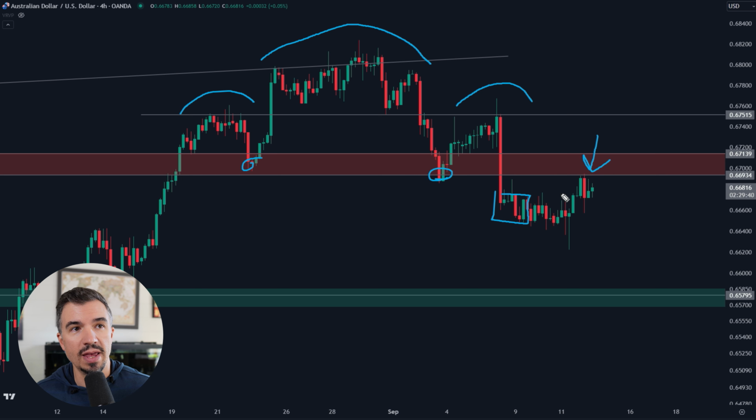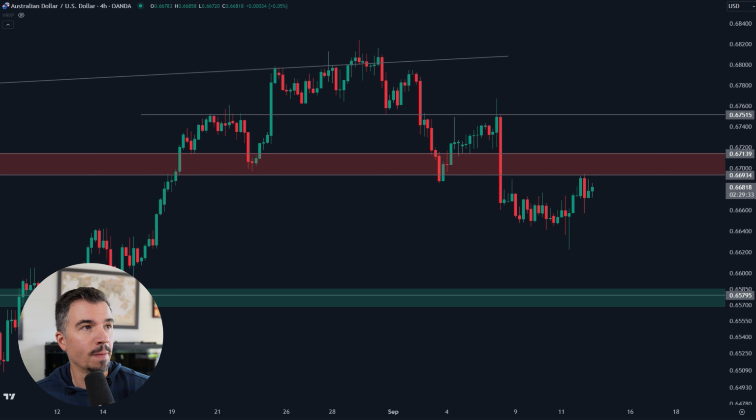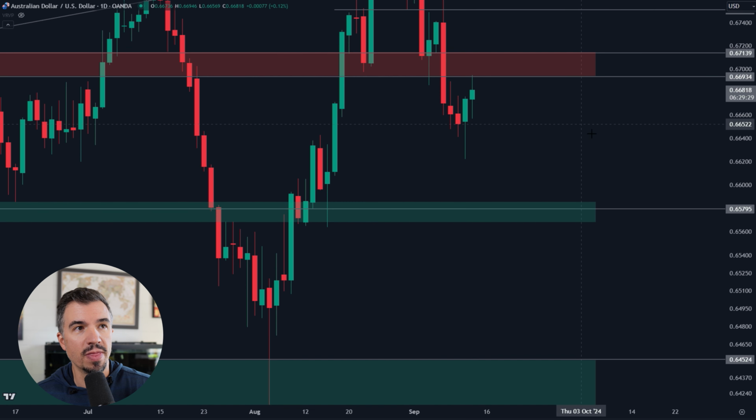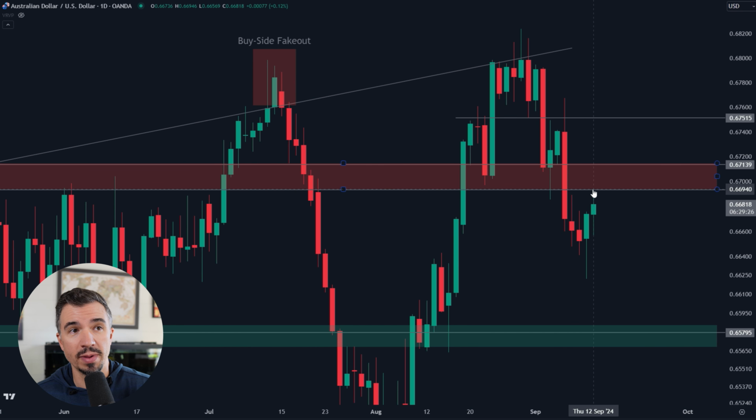Now, it's unclear if the high is in or not, right? Obviously, nobody knows that. However, looking at the price action here and also looking at the DXY, we can kind of assume that this area down here is going to be the lower portion of this. And there is still a chance that we see a move above today's high.